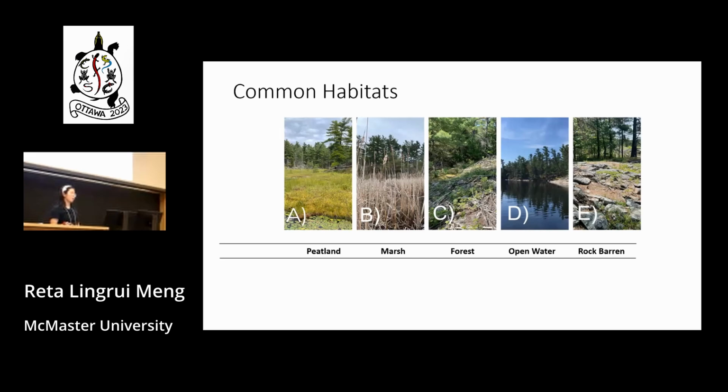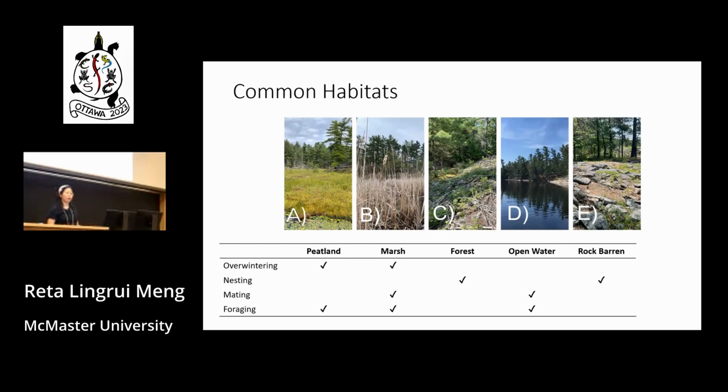The habitats that we mainly found within this specific study site were peatlands, marsh, forest, open water, and rock barren. Based on our observations, we found that Blandingii turtles mainly overwintered in peatlands and marsh. They nested in forest and rock barren. They mated in marsh and parts of open water. And they also foraged in peatland, marsh, and open water. It's important to note that due to observational error, we're not around the turtles all the time. So just because we didn't see them using these habitats does not mean that they're not actually using them for all of these above-mentioned purposes.